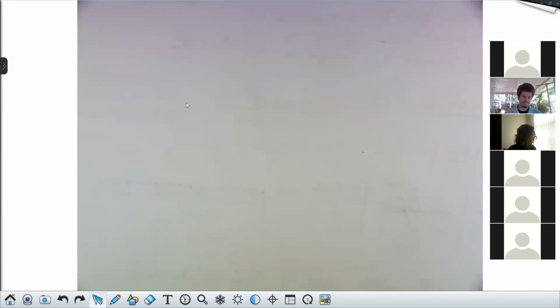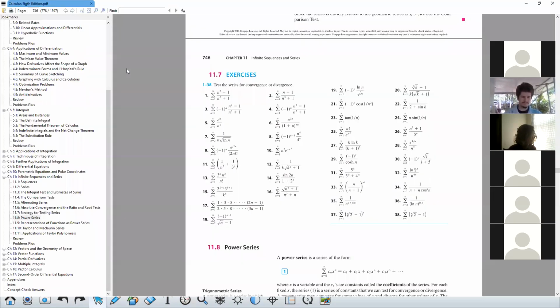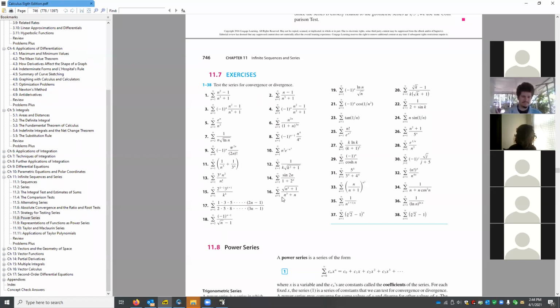What else did we want to see? 16, 9, and 18. Look at all those. 16, 18. Okay. We'll do 16 next. This is the sum from n equals 1 to infinity of the square root of the quantity n to the 4 plus 1, divided by n cubed plus n.